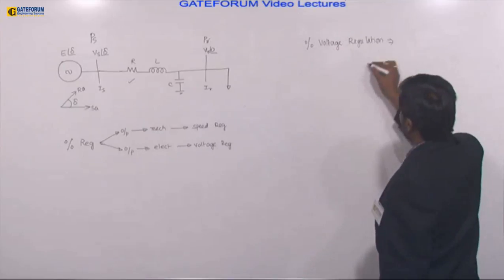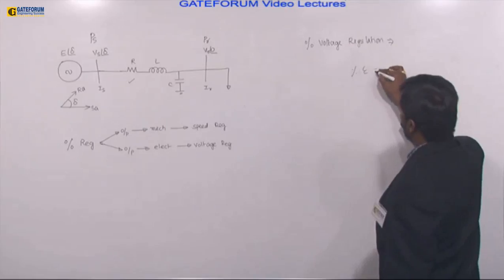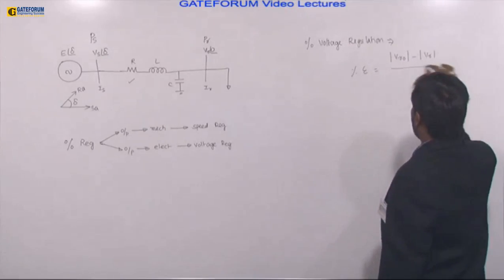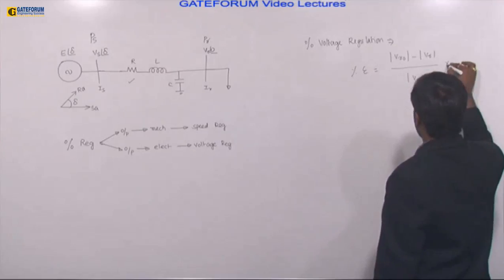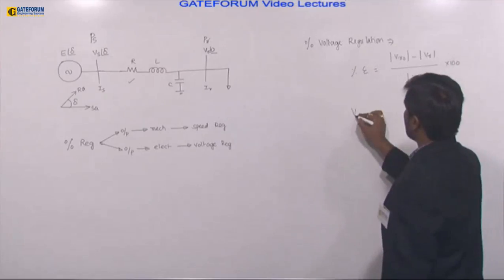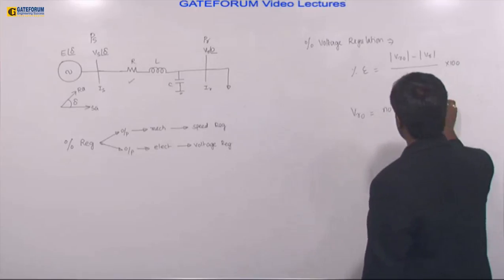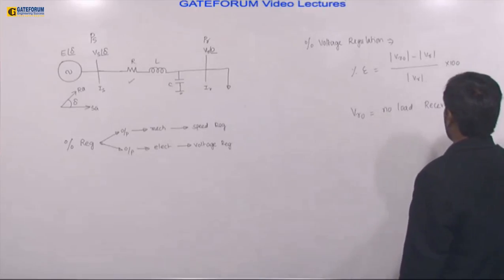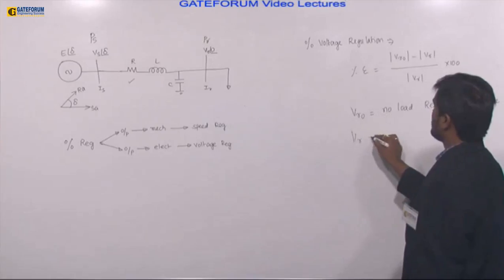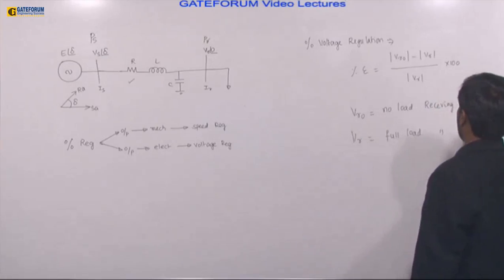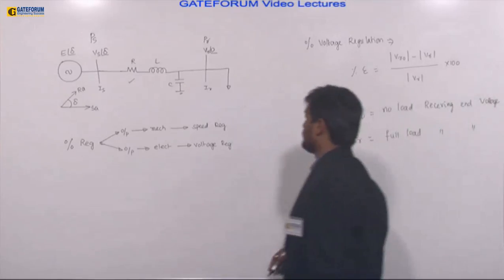Voltage regulation is represented as a percentage: %VR = (VR0 - VR) / VR x 100, where VR0 is the no load receiving end voltage. No load receiving end voltage. Next, VR is the full load receiving end voltage.